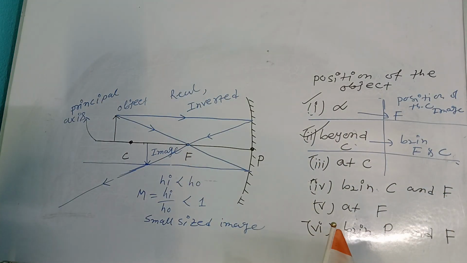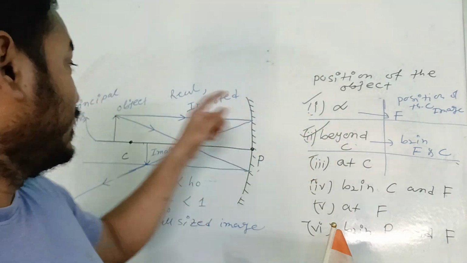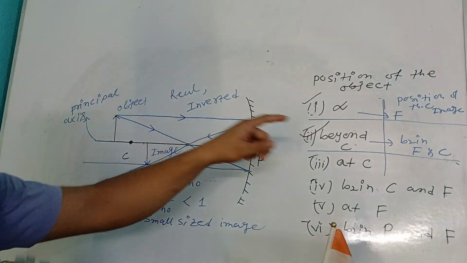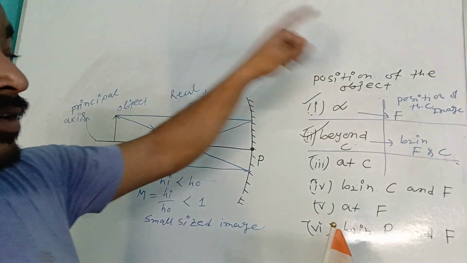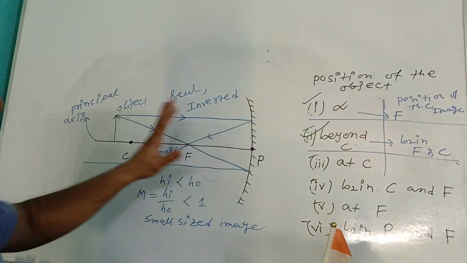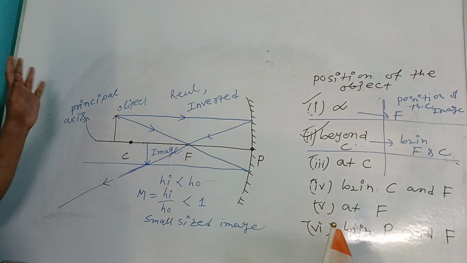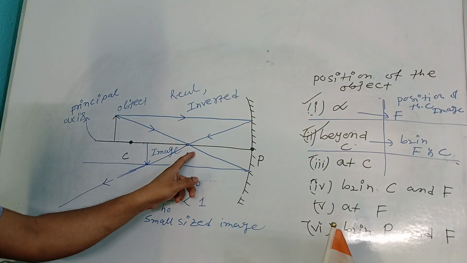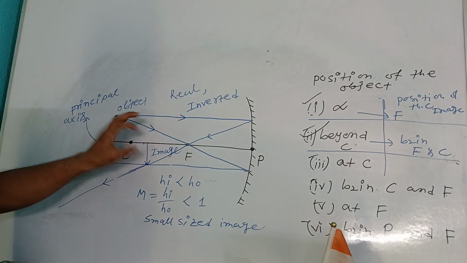Is it clear? So when the object position is beyond C, we are getting the image between F and C. When at infinity, we are getting it at F. Done? This is the principal axis, this is the pole, it is the focus, it is the center of curvature. This is the object. We are getting the image here.